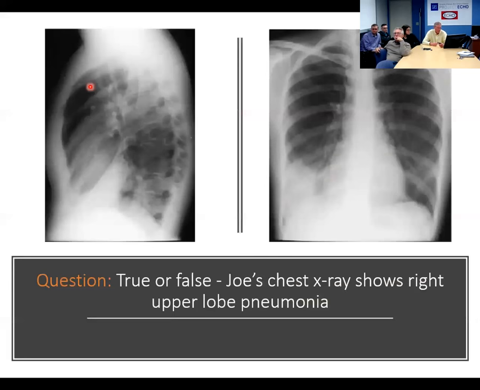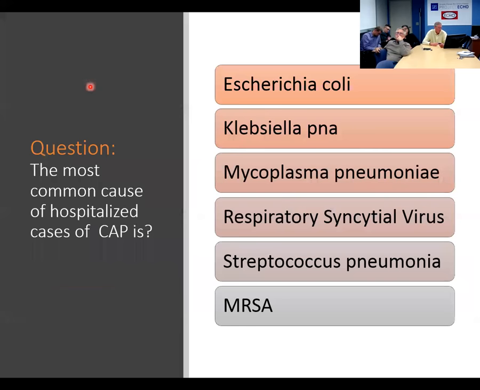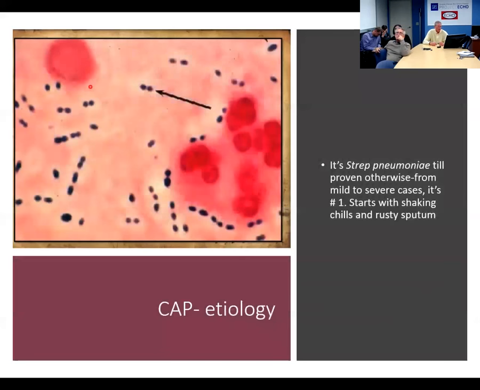Okay, so X-rays can be really helpful in coming up with the diagnosis. And okay, strep pneumo is always the answer. It's strep pneumo until proven otherwise. From mild to severe case, it's number one. And what is the arrow pointing to? This is a gram stain that I like to look at. What are you seeing on that gram stain? Tell me two things you're seeing about where the arrow is pointing.